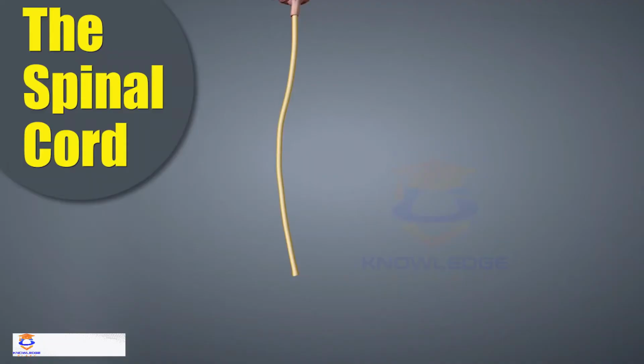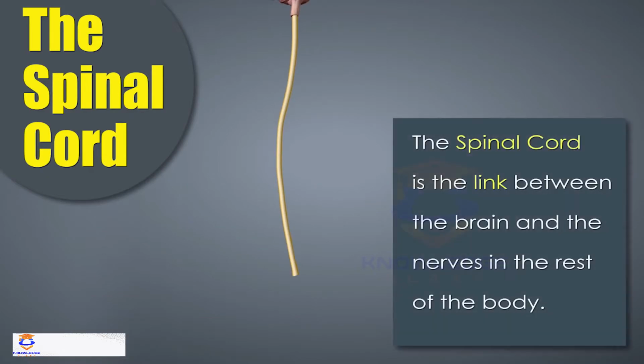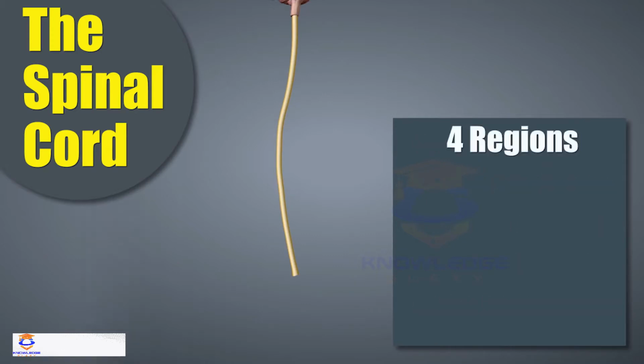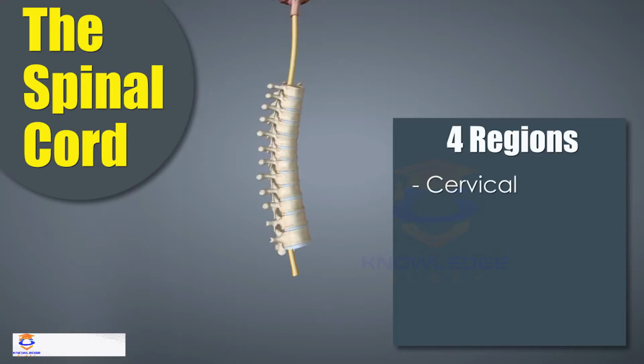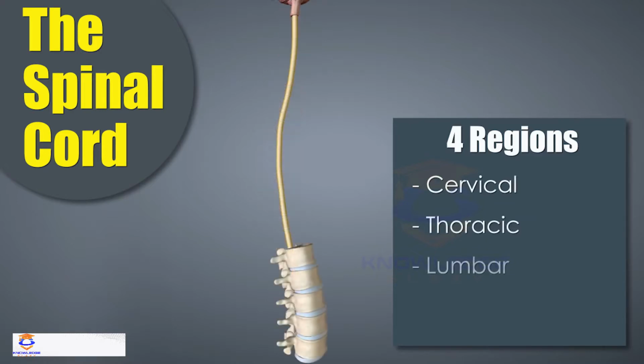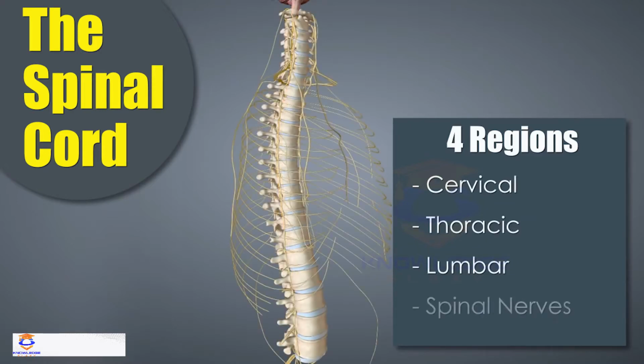The spinal cord. The spinal cord is the link between the brain and the nerves and the rest of the body. The spinal cord is divided into 4 different regions: the cervical, thoracic, lumbar, and the afferent and efferent spinal nerves, which merge to form the peripheral nerves.